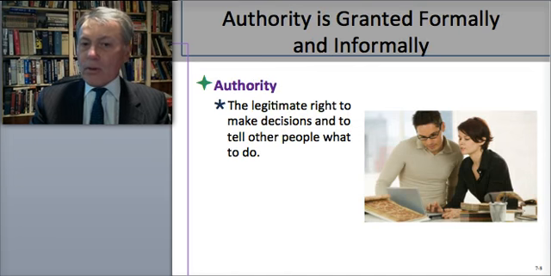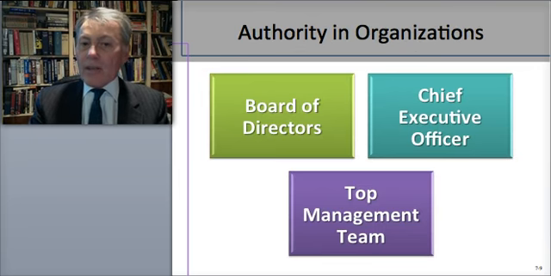Authority is granted formally and informally. Authority is the legitimate right to make decisions and to tell other people what to do. This is conferred normally by a third party. The authority in organizations is the board of directors, the chief executive officer, the CEO, and the top management team.